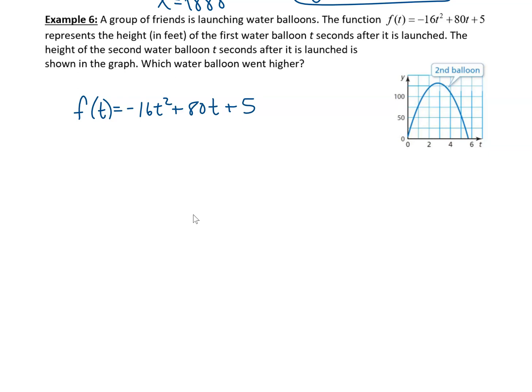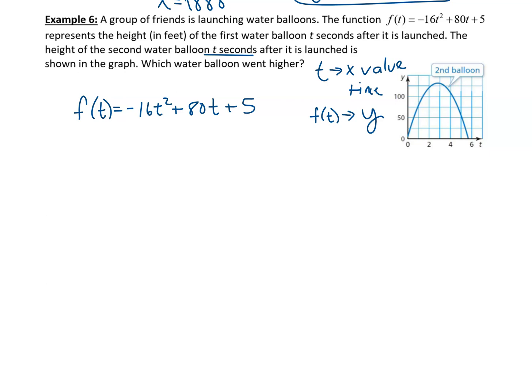When you look at that, you need to know which one of those variables represents x and which one represents y. So which one is being squared? T. So t is your x value. And what does t represent? Time. Yes, it says t seconds, so t is the time. And then f of t is which variable? That's your y value. And they tell you in the problem what f of t represents.